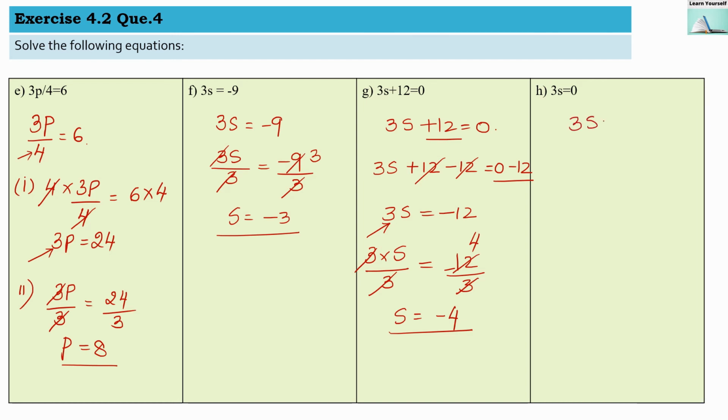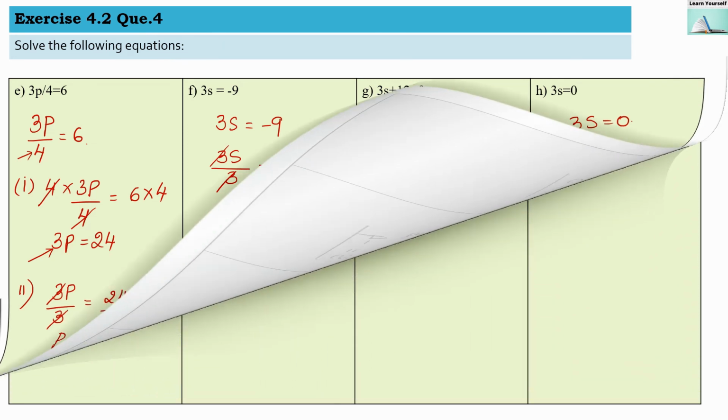3s equals to 0 is our next equation. Here to remove 3 and to make our variable separate, we are going to divide with 3 both the sides. So towards LHS also, we are going to divide with 3. So this 3 and this 3 will get cancelled out. 0 divided by 3 will give us 0. So that is how we got our answer, that is s equals to 0.